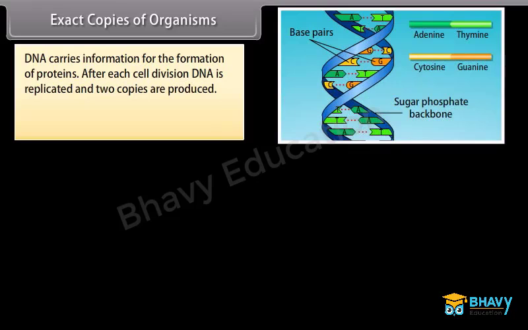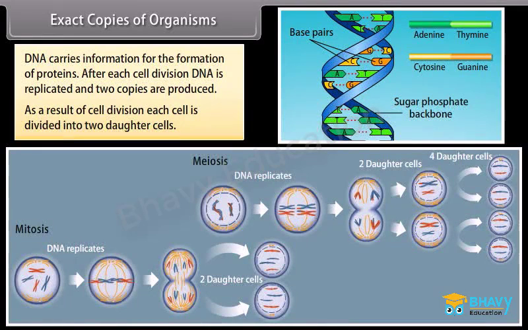DNA carries information for the formation of proteins. After each cell division, DNA is replicated and 2 copies are produced. As a result of cell division, each cell is divided into 2 daughter cells.